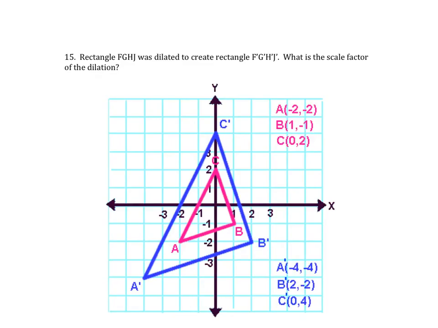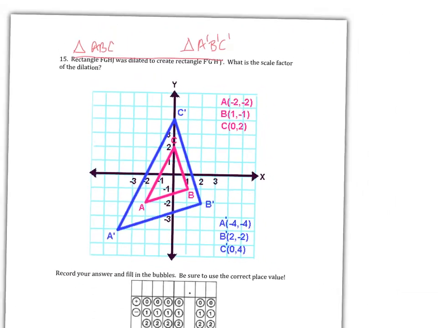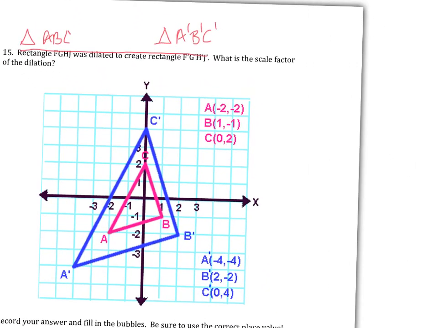This one is a typo because we changed our mind about the picture we were going to use. So this should say triangle ABC was dilated to create triangle A prime B prime C prime. So it wants to know what's the scale factor. Well, luckily they actually gave us these points, so we don't even have to find them ourselves. They gave us the original and the new.